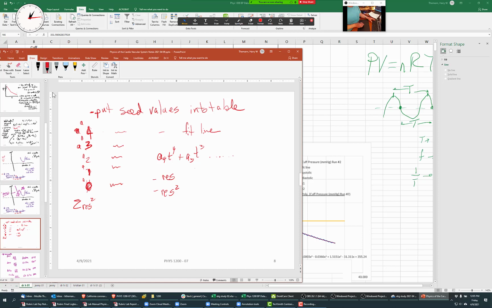And then we used Solver to refine the polynomial coefficients.